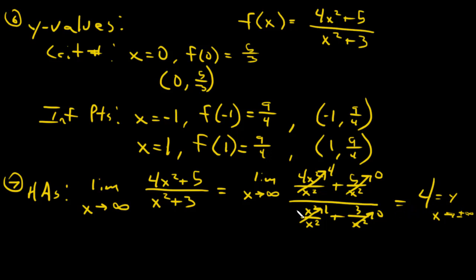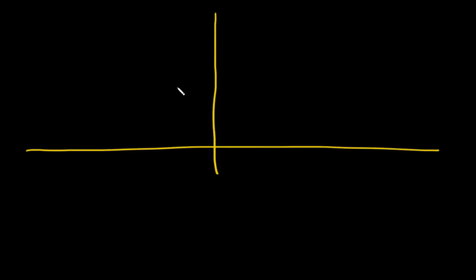Okay, so let's see. What do we need to do now? I think we have all the information to sketch it, so let's sketch this thing. If I can clear the screen. So I have something that may look like this. I've got a horizontal asymptote at y equals 4. Something like that. And then I have a horizontal slope at, what was the value? (0, 5/3). So about right here, a horizontal slope.